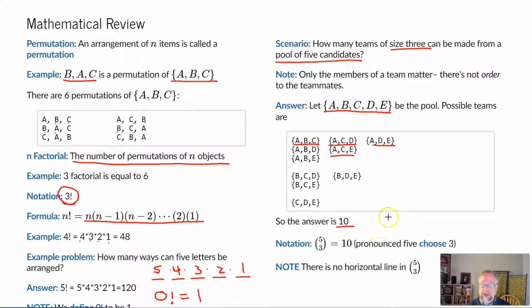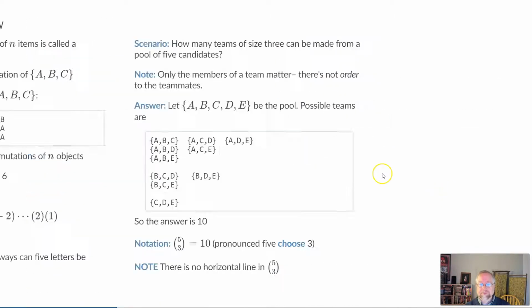So the notation for that, and again, just like with that factorial notation, I want you to start thinking of it anytime you see there's a number on top, there's a smaller number on the bottom, there is no horizontal line. That's pronounced 5 choose 3. And again, you should think of that as how many teams of size 3 can be built from a pool of 5 candidates. So for small values, you don't need a formula. You can figure them out directly, like we did here.